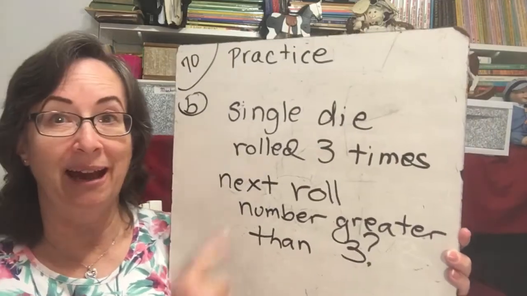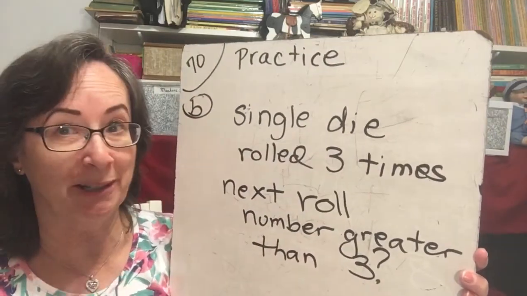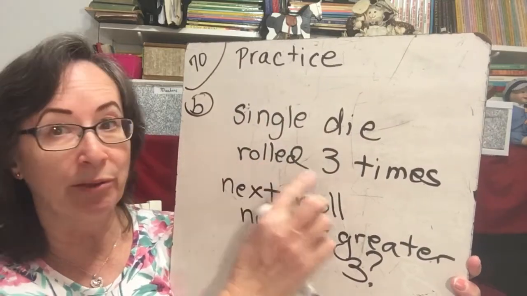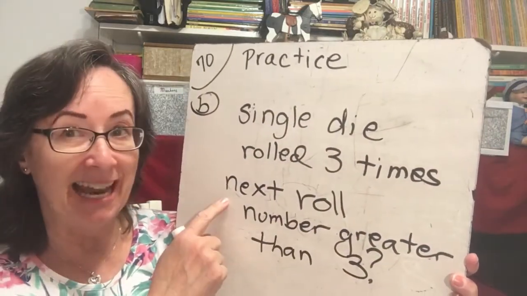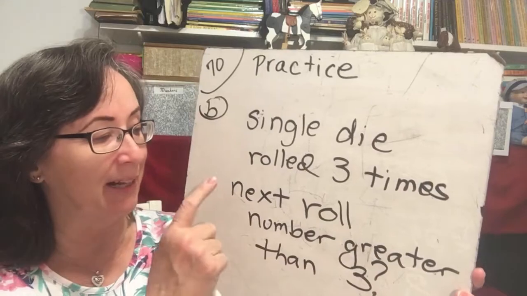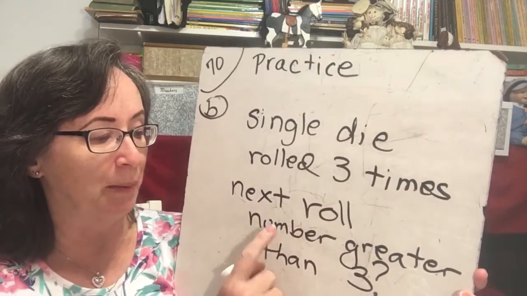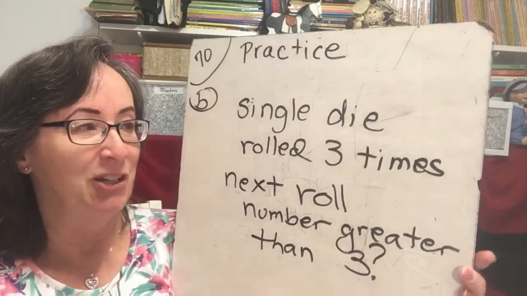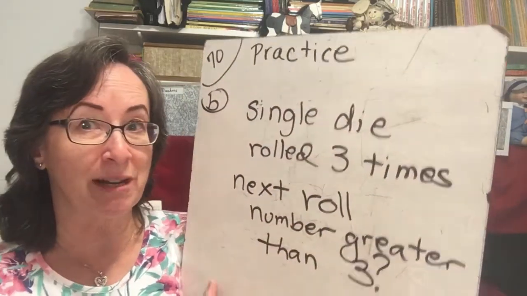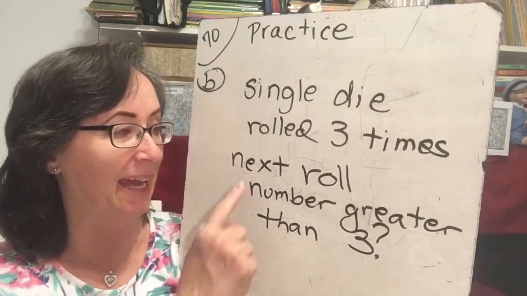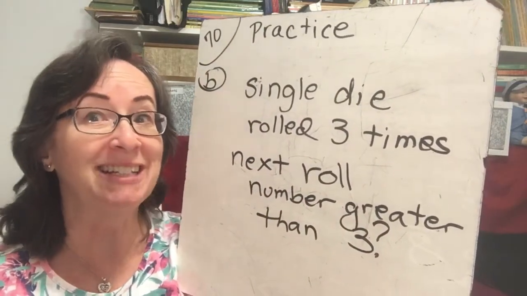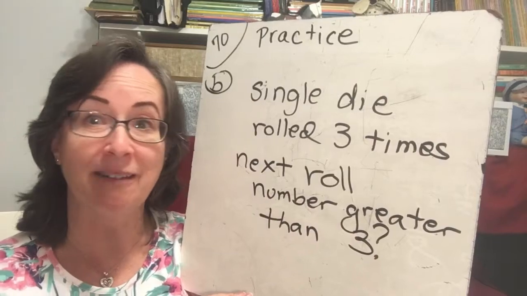Okay, so here we have B, and I want you to do it on your own before you look at the answer. We have a single die rolled 3 times. The next roll, what is the probability that the next roll will be a number greater than 3? Remember, do the previous 3 rolls of a die affect the next roll at all? No, because the roll of a die, those are independent events.